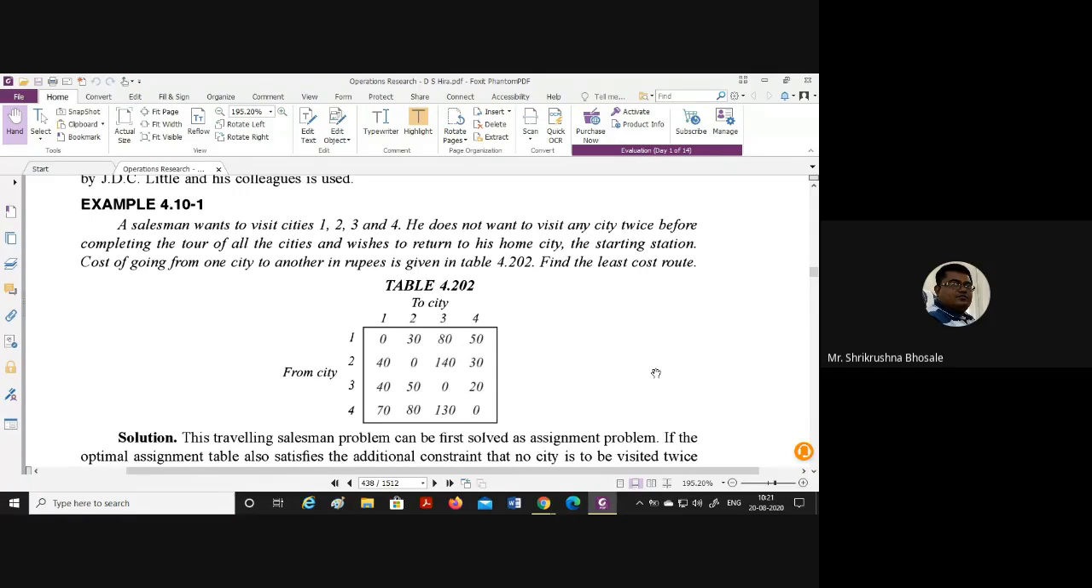Again, from second to second, 0 rupees. Similarly, third to third, 0, and fourth to fourth, 0. So these diagonal elements are zeros, and we are required to take that particular consideration, that diagonal values should be zeros in this problem.